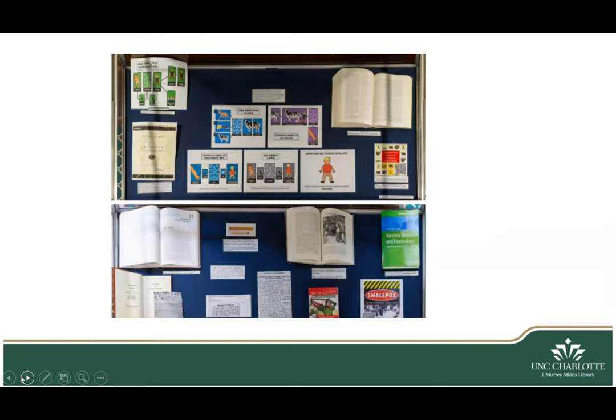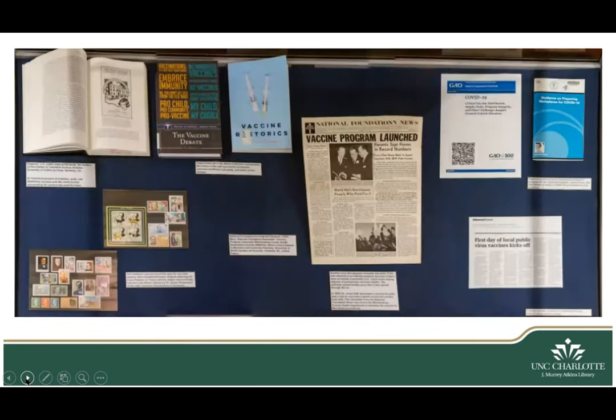The library's graphic artist illustrated the storyboards depicting the differences between the centuries-old variolation and Jenner's vaccination. The exhibit cases also have items that tell the story of smallpox outbreaks in Charlotte in the late 1800s and early 1900s. And the fifth and last case includes information on vaccine development for other diseases.